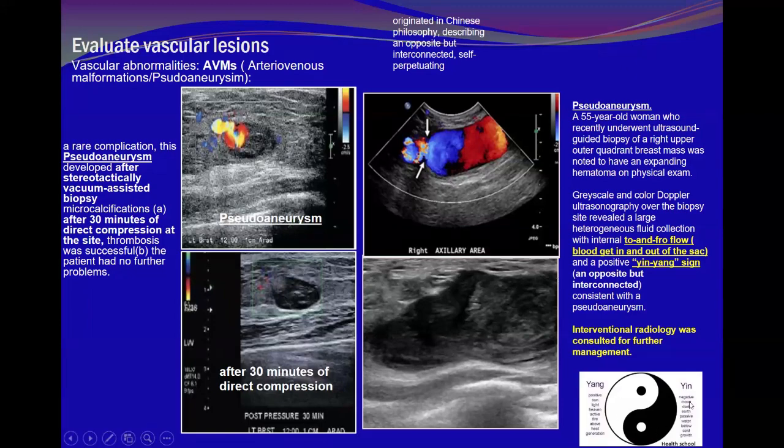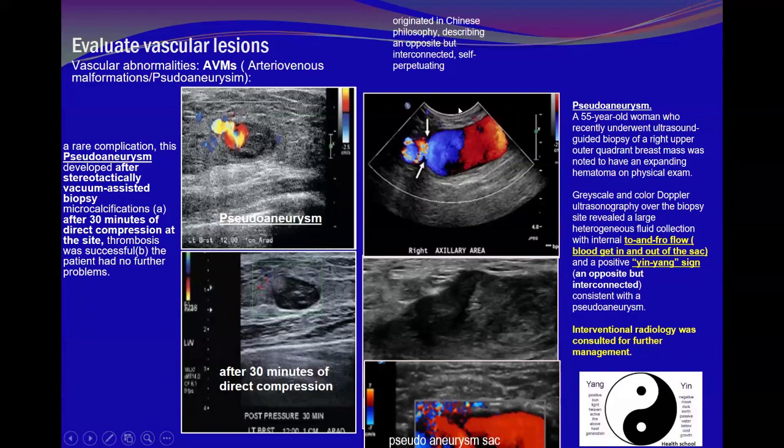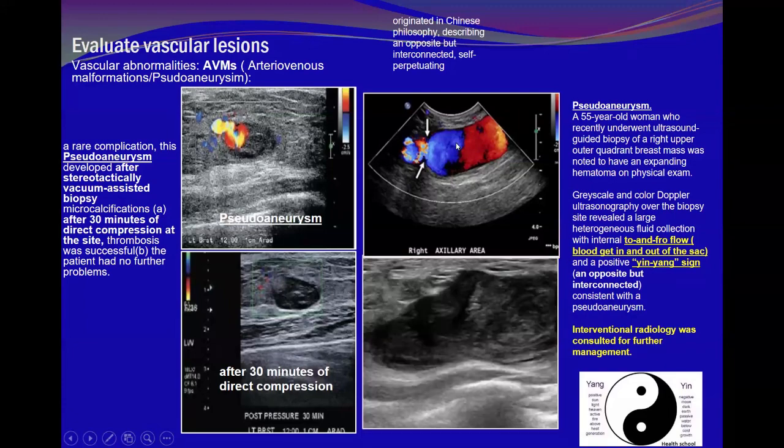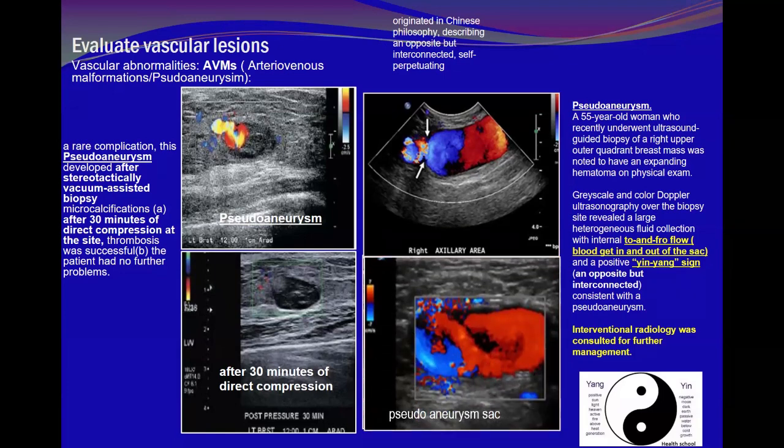According to the literature I brought for you, this is the yin-yang sign, you see? So we have white and black signs here. So it represents something. There are two opposite signs interconnecting. And here we have two directions of flow and they seem to be interconnecting. So because it is large, they sent the patient to interventional radiology for the management. And here we can see another pseudoaneurysm similar to this one.